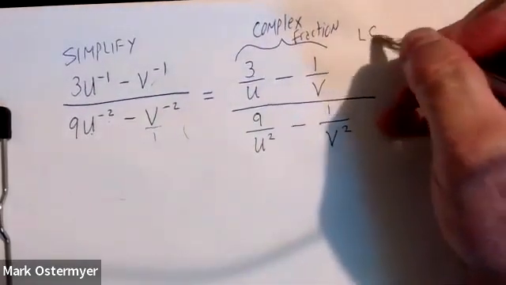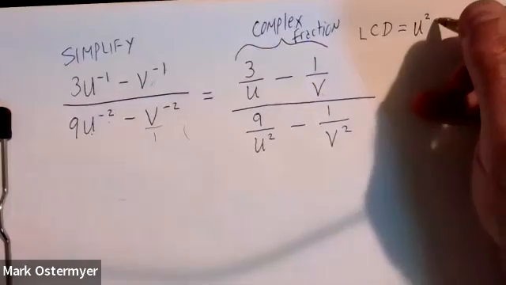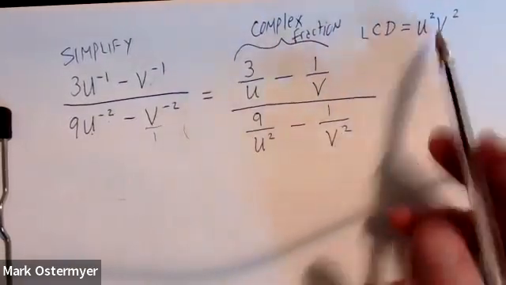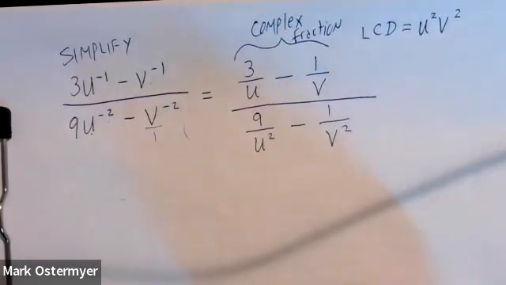Anybody? What do we need for our least common denominator of all those denominators? u squared v squared? Yeah, it's going to be u squared v squared, exactly. We're going to need a u squared and also a v squared. That is your least common denominator of all of these denominators.